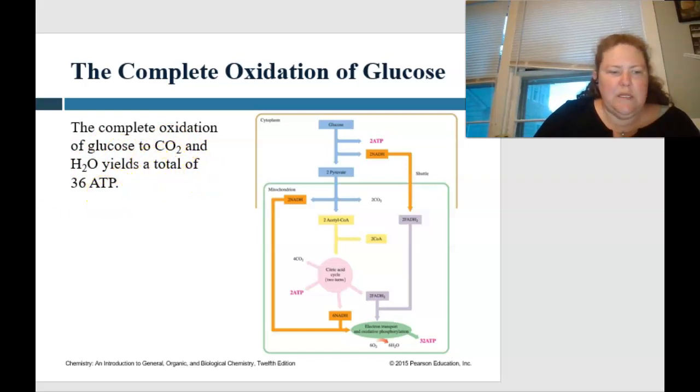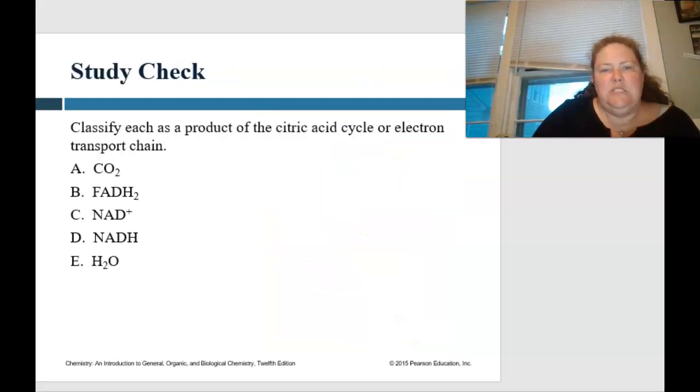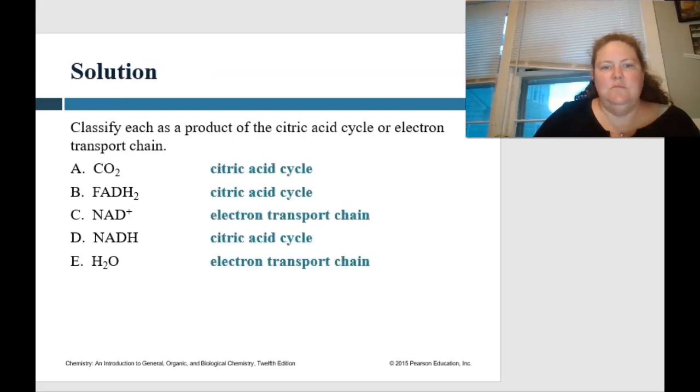So let's do a quick little study check and see how we're doing. So to classify each as a product of the citric acid cycle or the electron transport chain, pause me and come back. CO2, the citric acid cycle. FADH2, the citric acid cycle. NAD+, remember that's not NADH, we're making NAD+, that's the electron transport chain. NADH is from the citric acid cycle, as well as glycolysis, and H2O is from the electron transport chain.